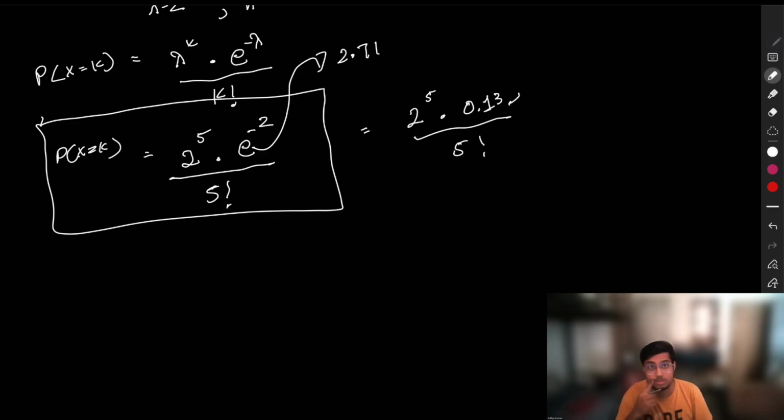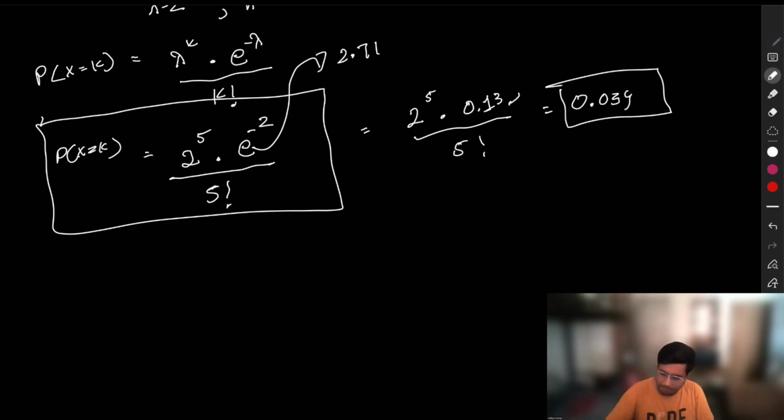5 into 4 is 20. 20 multiplied by 3 is 60. 60 multiplied by 2 is 120, right? So 32 divided by 120 multiplied by 0.13. So what is the value of probability here? 0.034. So this is the value of probability, or you can say this is our answer.